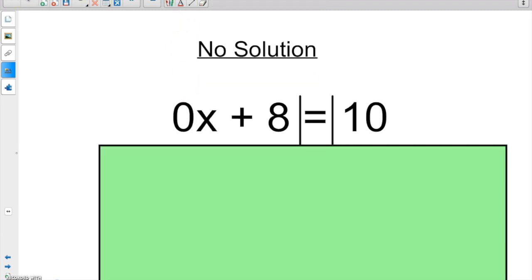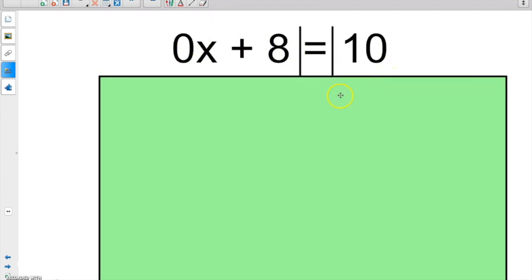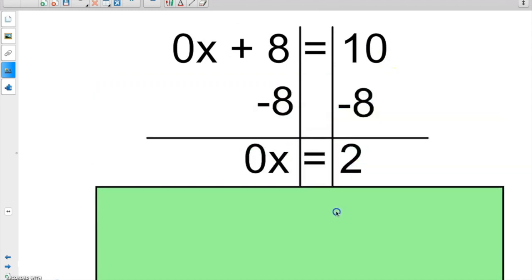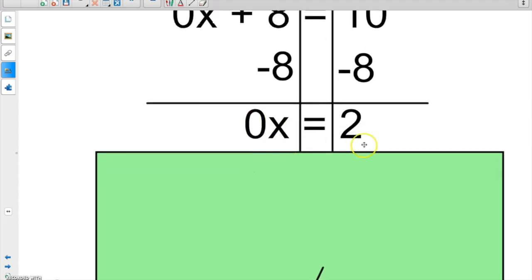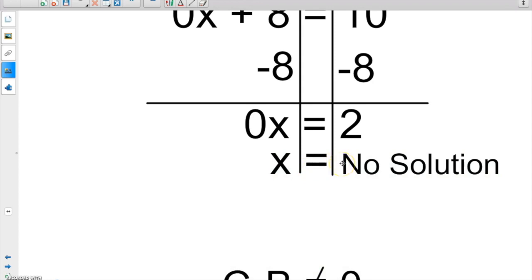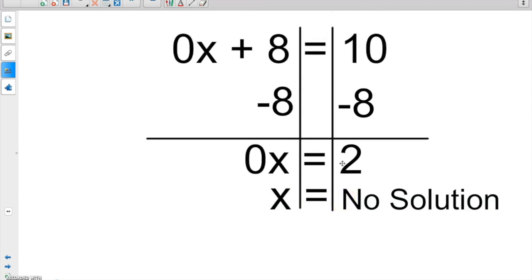Now our last type of solution is no solution. So here's an example of a no solution problem. If our a is 0, our b is 8, and our c is 10, you'll notice here we subtract just like we have. We end up with 0x is equal to 2. Now when we divide a number that's not 0 by 0, it's not going to be a solution. So x has no solution here in this equation.